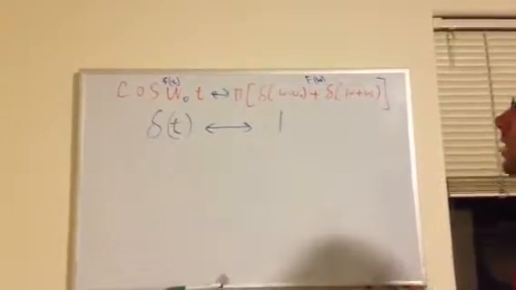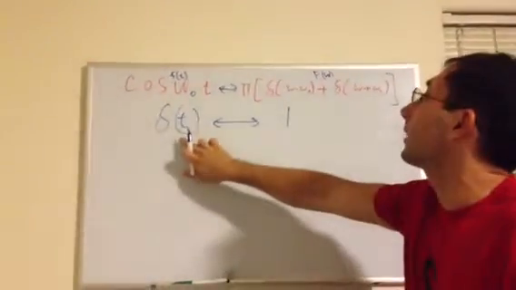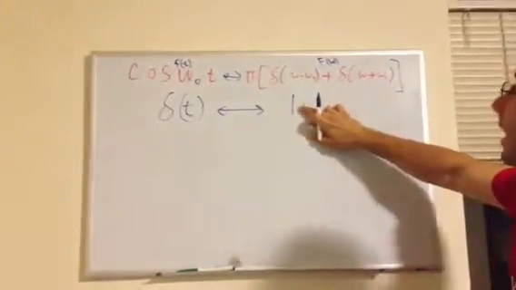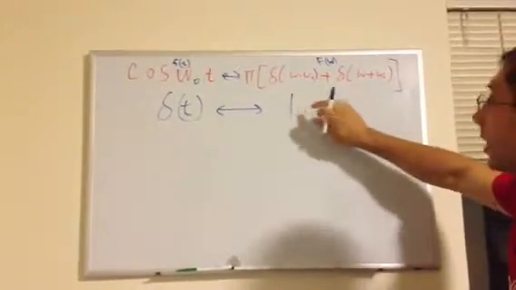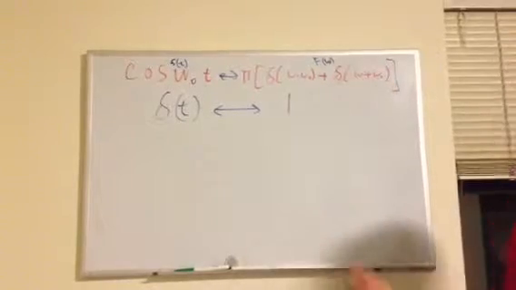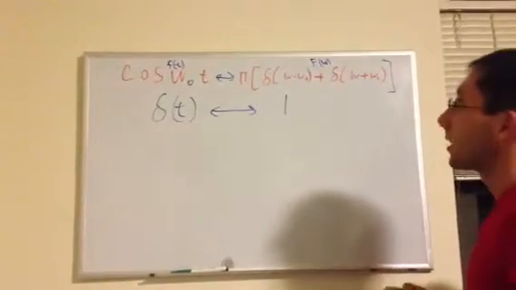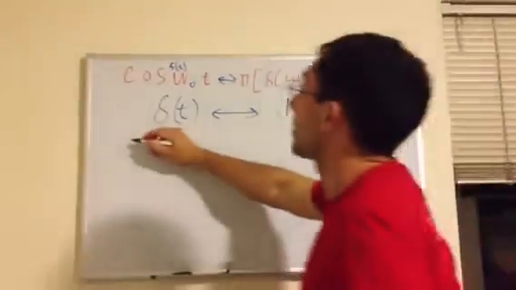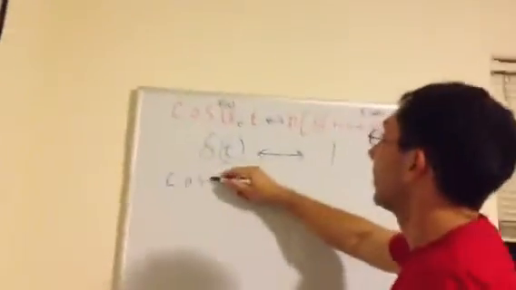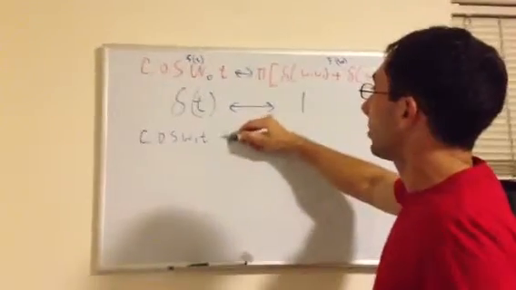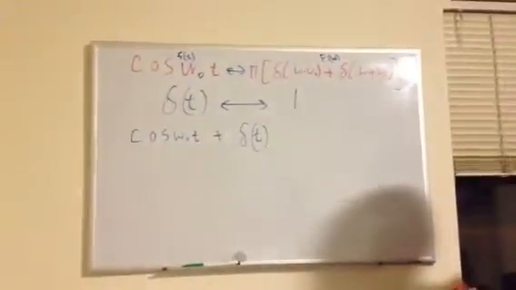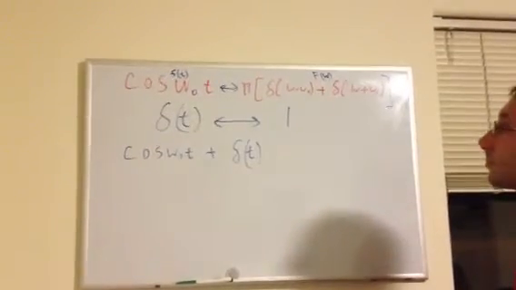Also, what we have below is your Dirac delta function at t, and this is the Fourier transform for that, or F of omega. Okay, so what happens if we add the two together? Let's just write it out: cosine omega naught t plus the Dirac delta of t, no time delay.